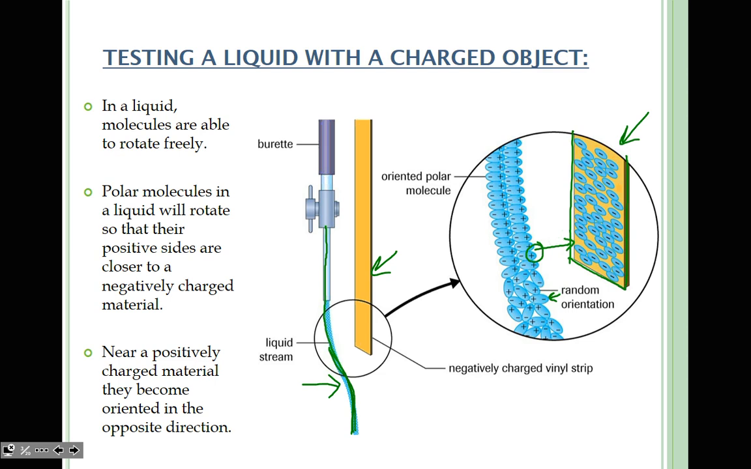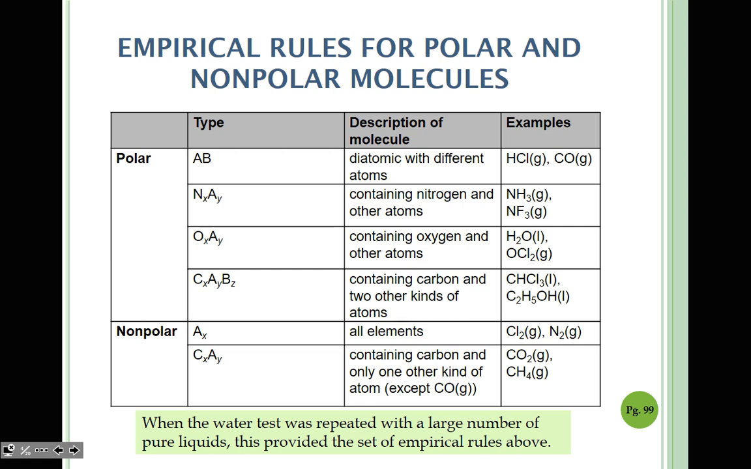So basically, if this strip were positive, these guys would orientate themselves so that the negative end is closer to the positive end because of the attractive forces of opposite charges.